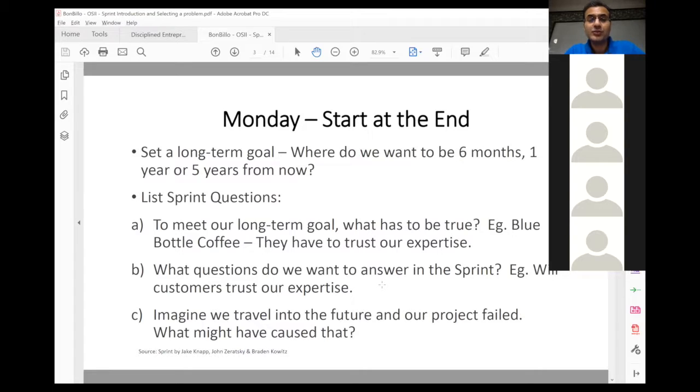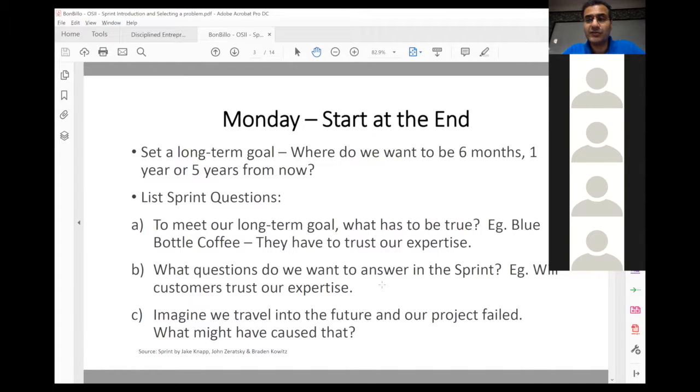Their point two was, all right, so what questions do we want to answer in the sprint, right? And so one of the questions that came up was just asking that what has to be true in the form of a question, right? So will customers trust our expertise? And so we'll work through this for our particular ventures.